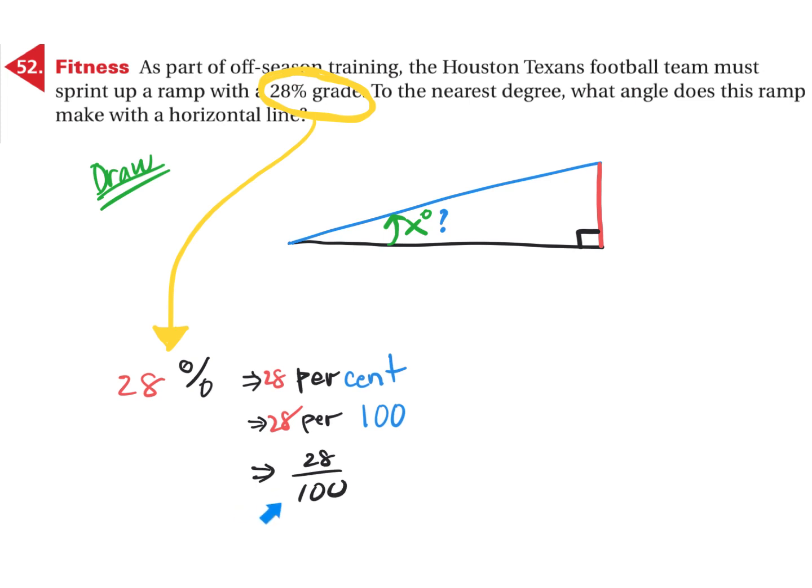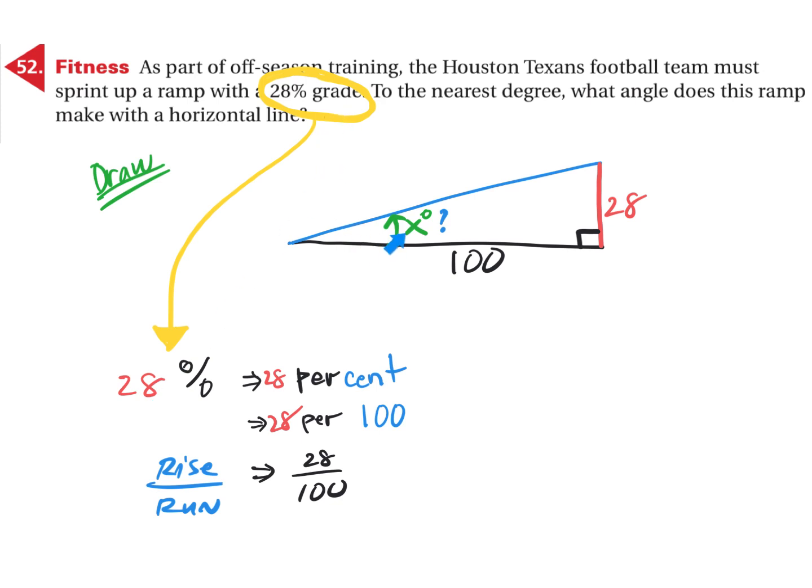Now we're getting somewhere, because if this is representing steepness, you guys all know from algebra that the steepness is the rise over the run. Therefore, the rise would be 28, and the run would be 100. The slope of this blue line is rise over run, which is 28 over 100 in our picture, which is 28 per 100, which is 28%. That's how I do this problem.